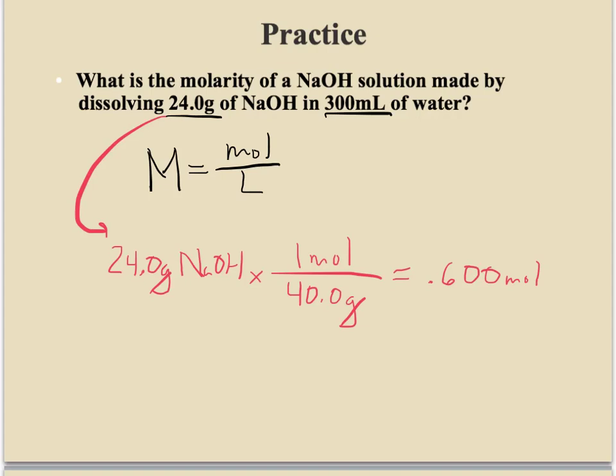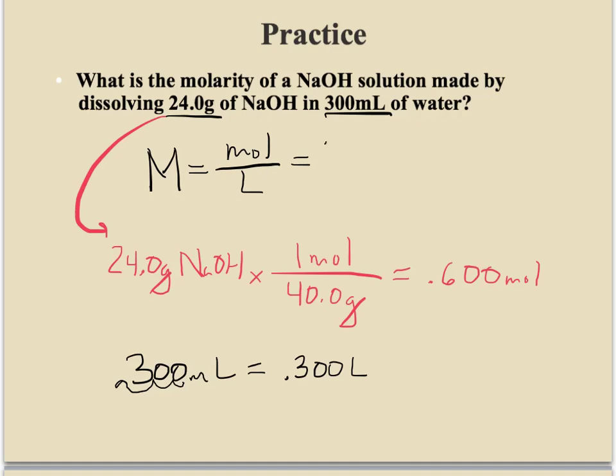So there we go. We now have a number that we can use in our equation. So there is our number of moles that goes on top. The volume is 300 milliliters. Milliliters is no good to us. We need to convert that over to liters. So we're going to move that decimal over, get 0.300 liters, and we are now ready to solve.